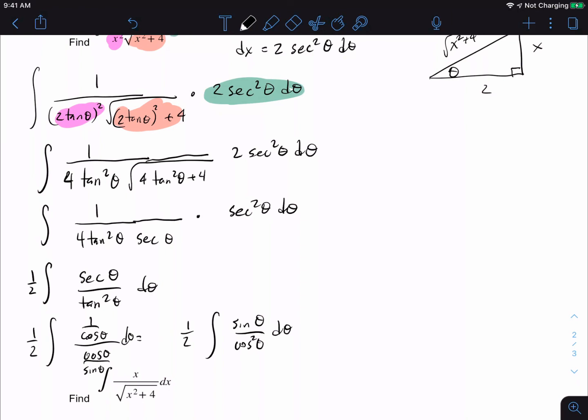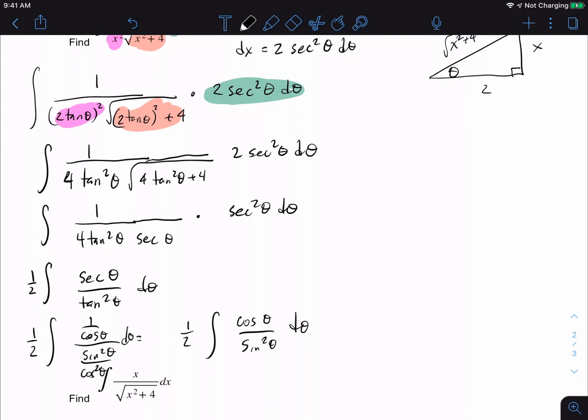Actually, I messed up. The bottom's squared, so this should be squared. I flipped it before I even finished; I was thinking two steps ahead. So when I multiply by the reciprocal, I'm going to get cosine theta over sine squared theta d theta.